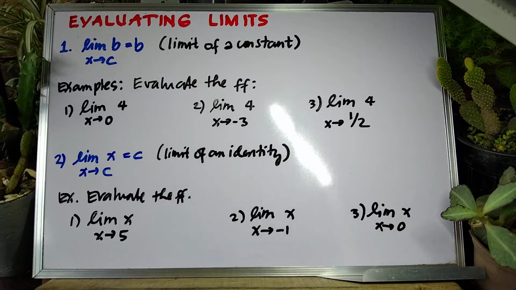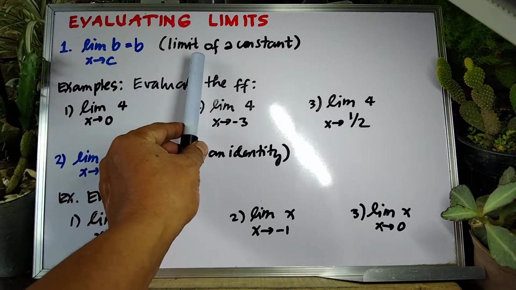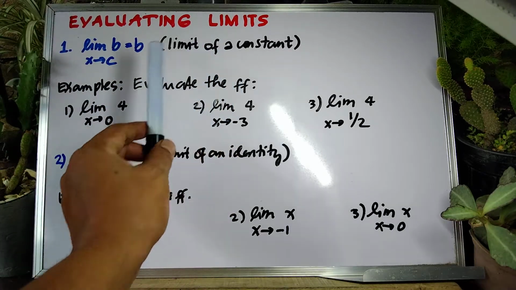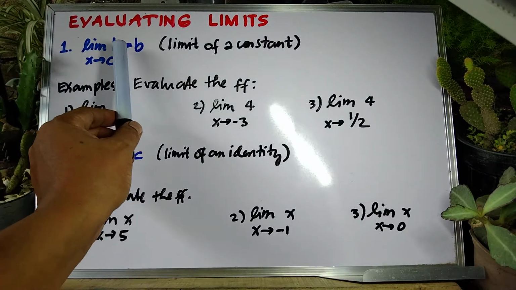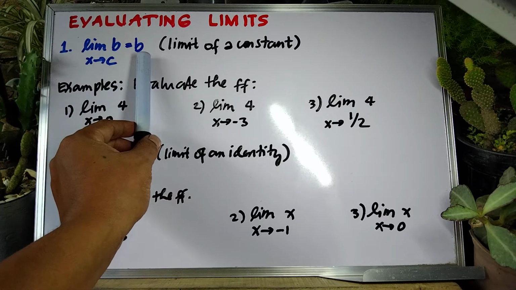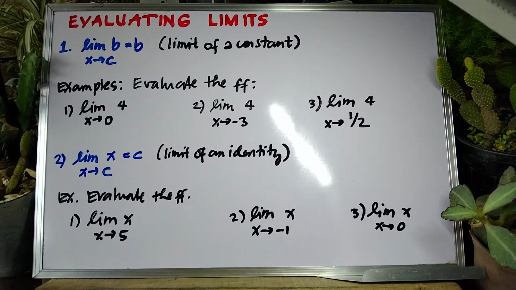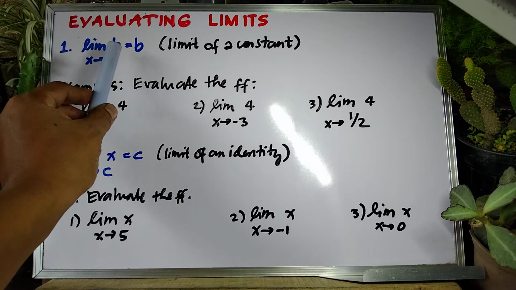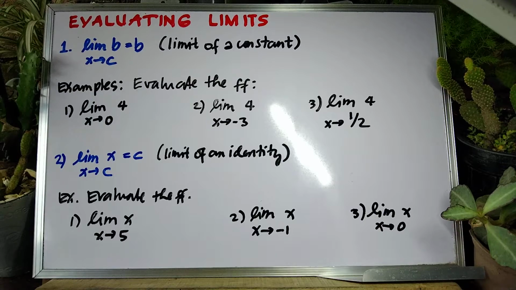Okay. In number 1, okay? From the basic limit theorem number 1, this is the limit of a constant, no? It says here that the limit of b, where b is a constant, as x approaches a number c, your answer will always be the constant itself. Okay? In other words, ang limit daw sa constant, ang limit daw sa number is the number itself, no?